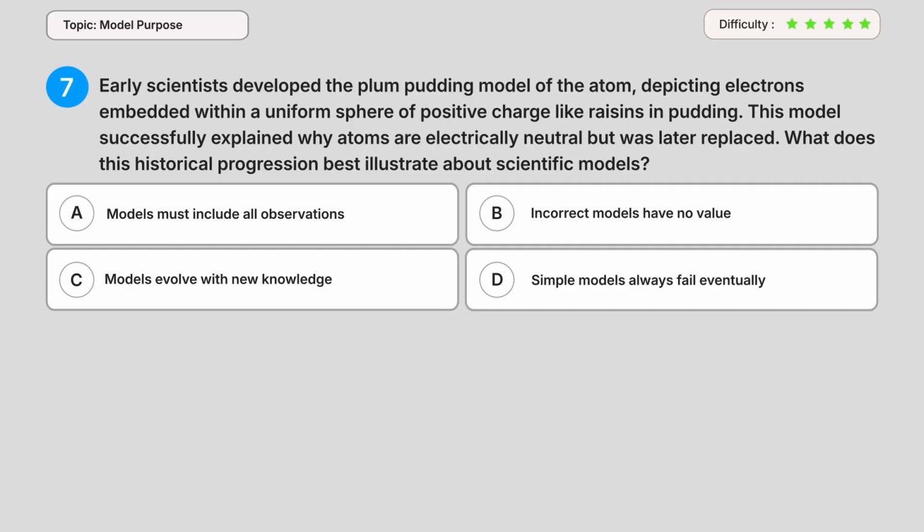A. Models must include all observations. B. Incorrect models have no value. C. Models evolve with new knowledge. D. Simple models always fail eventually. Do you know the answer?